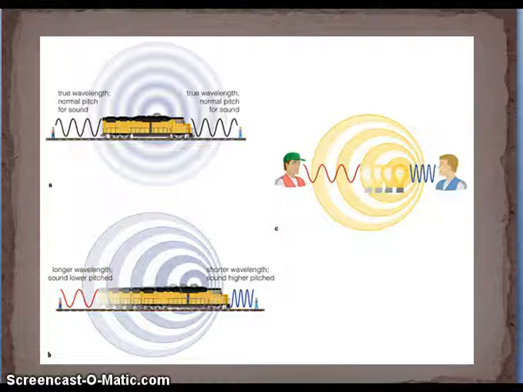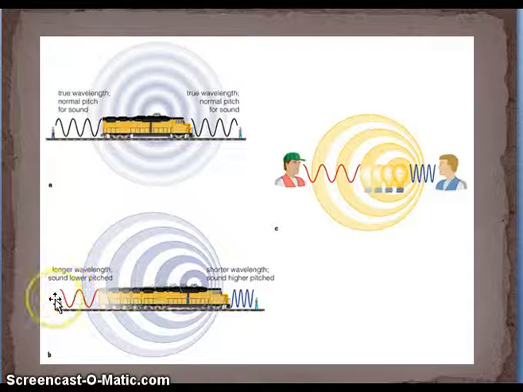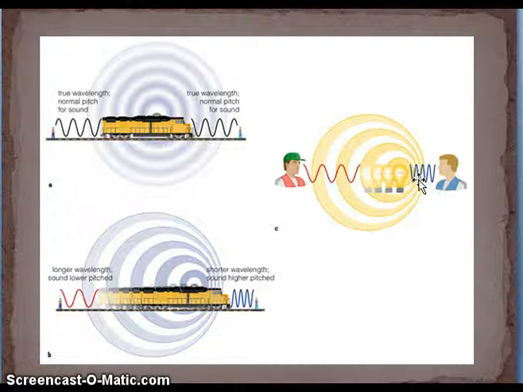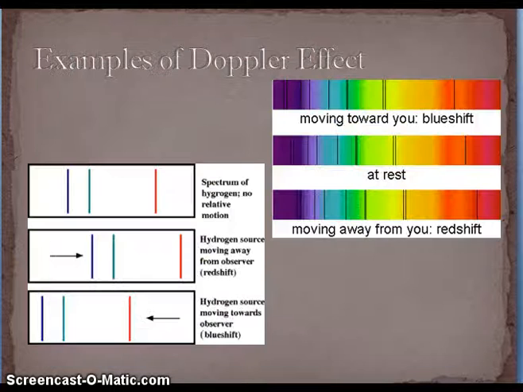So from the video that you just saw, here's some other examples to show you a train that's stationary, and then when it starts to move, the wavelengths in front of it get smushed together, indicating we will hear a higher pitch, and behind it they stretch out to hear a lower pitch or lower sound. Same with light waves, they exhibit the same effect. So what does that look like when it comes to spectra? We need to be able to recognize this.